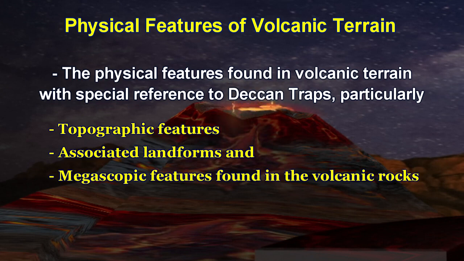Learners, in this program, we would discuss the physical features found in the volcanic terrain with special reference to Deccan traps, particularly topographic features, associated landforms, and megascopic features found in the volcanic rocks. Now, I will discuss the physical features. Physical features are also very interesting. A variety of physical features are visible in this terrain.